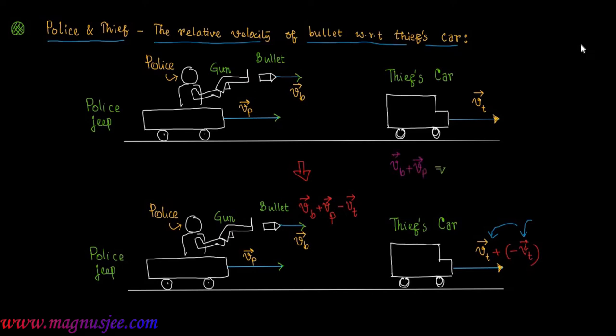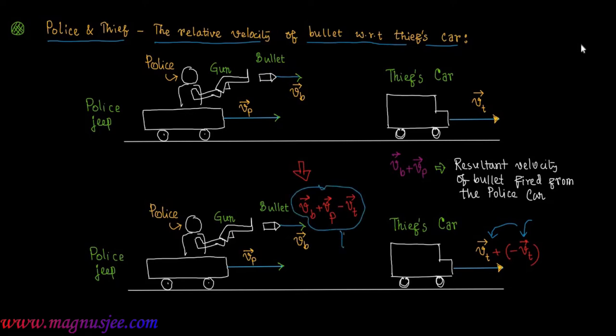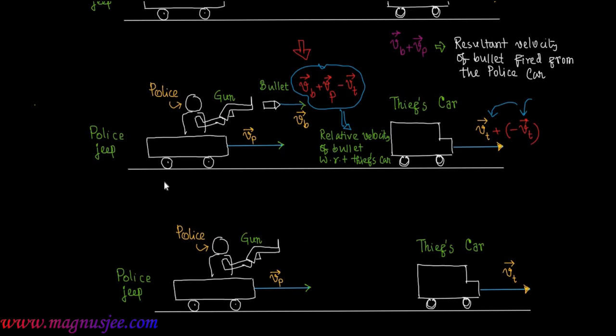Now, vector VB plus vector VP is the resultant velocity of the bullet fired by the policeman standing in the police van, jeep or car. But vector VB plus vector VP minus vector VT is the relative velocity of the bullet with which it strikes the thief's car. It is the relative velocity of the bullet with respect to the thief's car, not the police car.